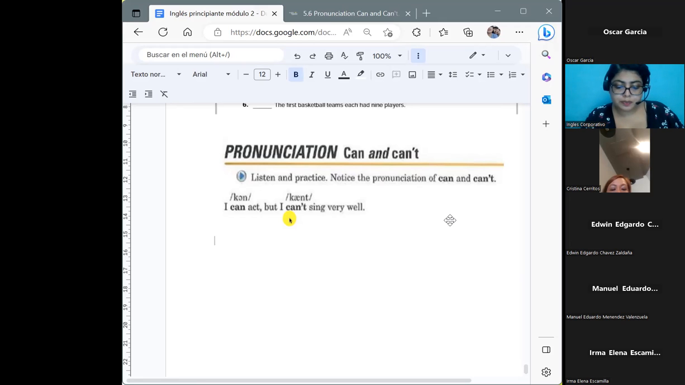We are going to learn what is an ability, what is a talent, and also we are going to see an activity in which we are going to decide what kind of talent or ability it is related to.